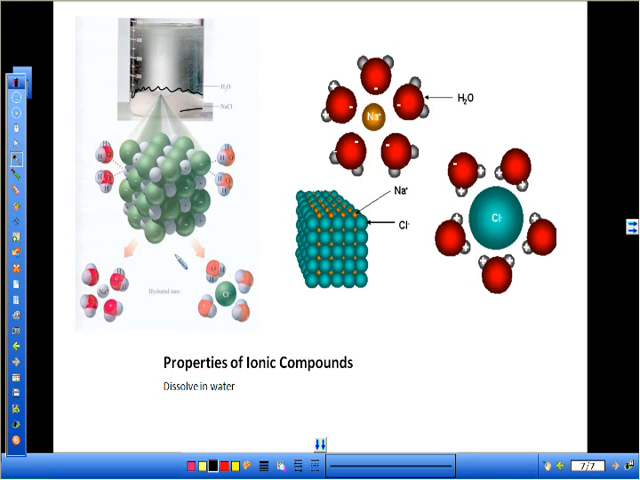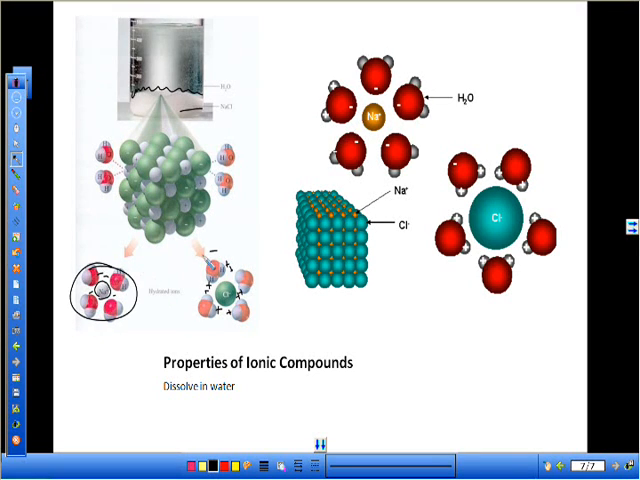If you notice here, here's the positive sodium, and the oxygen is negative. Each oxygen is negative. Here is the negative chlorine, and each hydrogen from the water is positive. So you notice that the positive hydrogens are attracted to the negative chlorines, and the negative oxygens are attracted to the positive sodiums. So again, these guys are keeping these ions from reattaching.